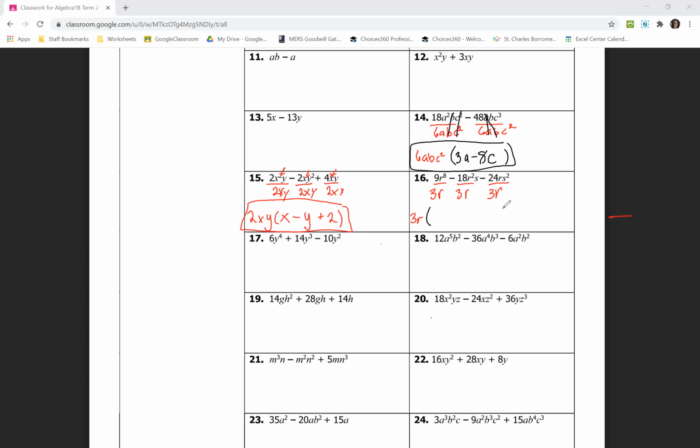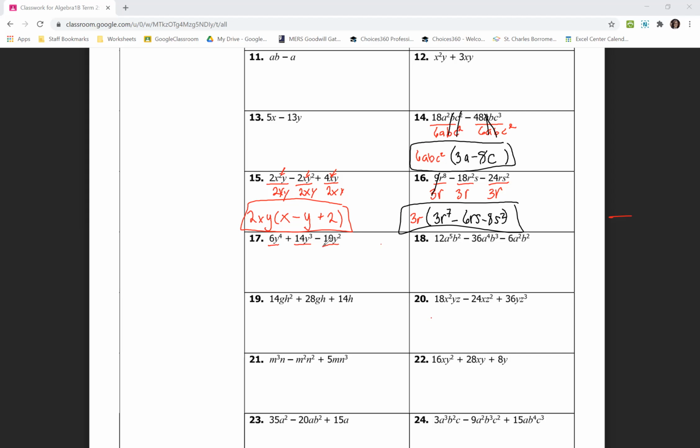Okay, so what do I have left? Well, 9 divided by 3 is 3. R to the 8th divided by R is R to the 7th. Minus 18 divided by 3 is 6. R squared divided by R is R, and then left with an S. Minus 24 divided by 3 is 8. R divided by R goes away, and you're left with S squared there. Okay, and like I said, you can always check these by factoring.